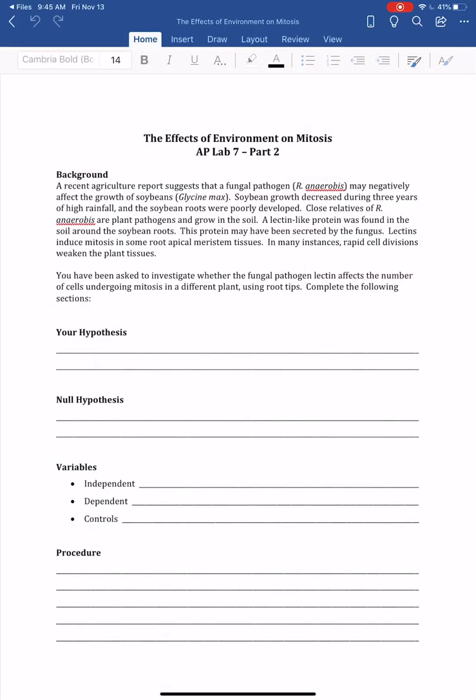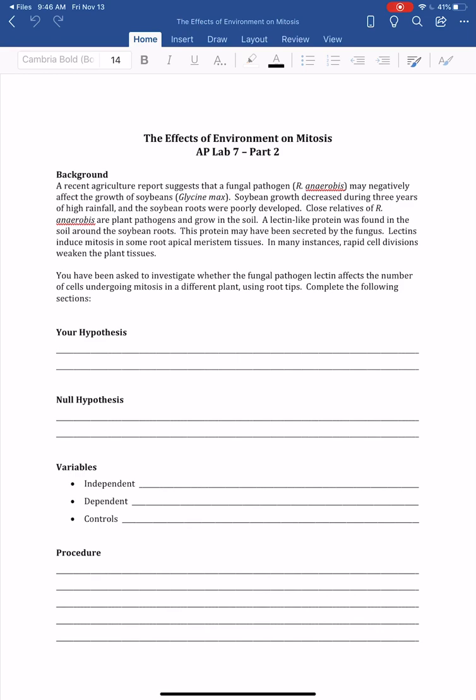Hey guys, I wanted to go over and give just a few instructions on this assignment for today. So if we look here at the background, it says a recent agricultural report suggests that a fungal pathogen, so it's a fungus, so that's the scientific name, R. anaerobis, may negatively affect the growth of soybeans, and this is the type of soybeans, Glycine max.